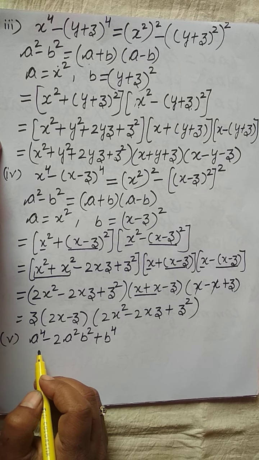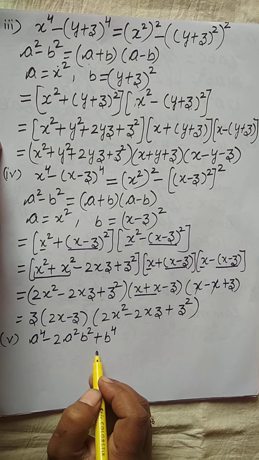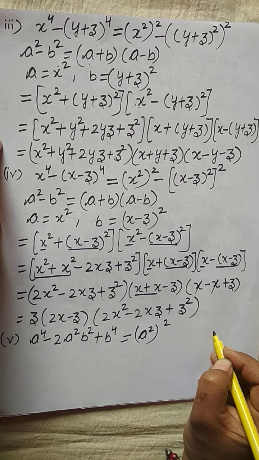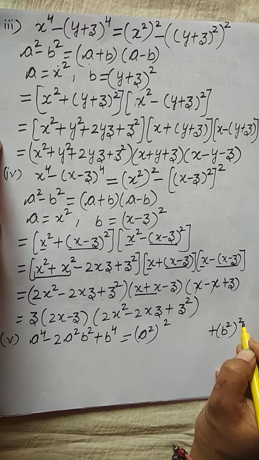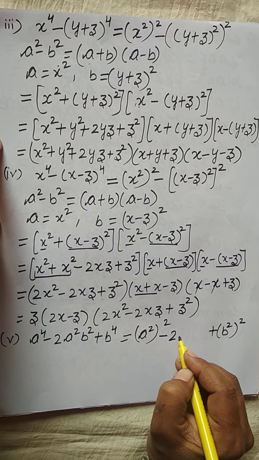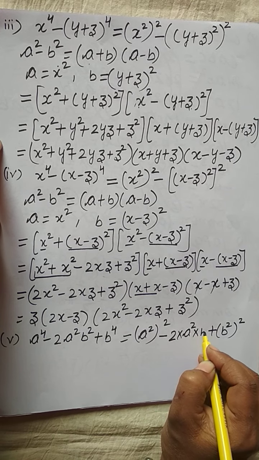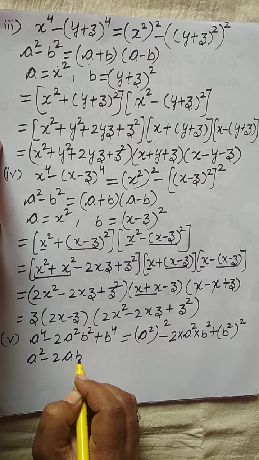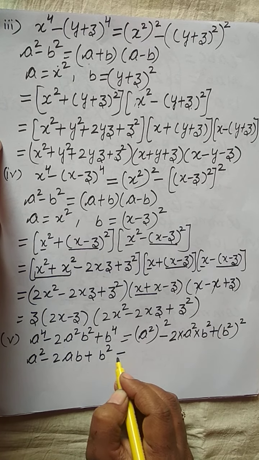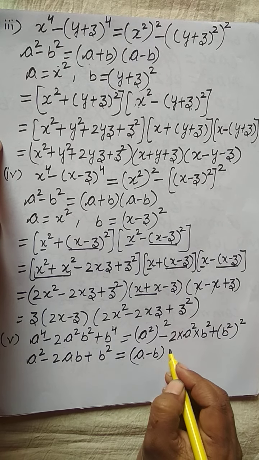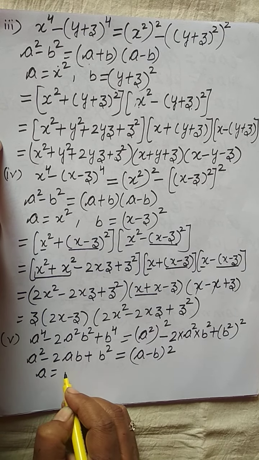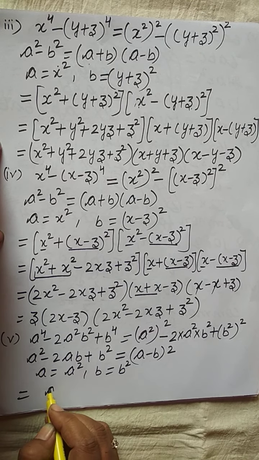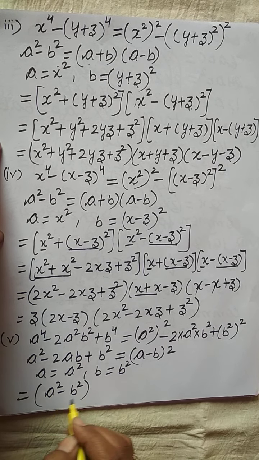Fifth part is a raised to power 4 minus 2a square b square plus b raised to power 4. It can be simplified as square of a square plus square of b square minus 2ab, where a is a square and b is b square. Now it can be compared with the identity a square minus 2ab plus b square, which is equal to a minus b whole square. Now here the value of a is a square and b is b square. So it can be written as a square minus b square whole square.